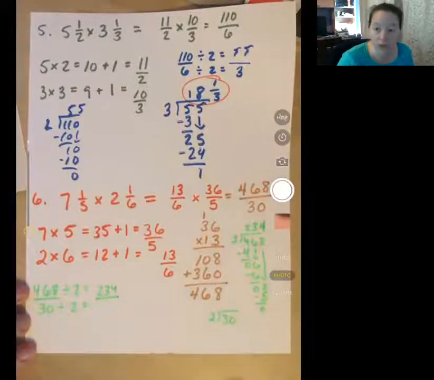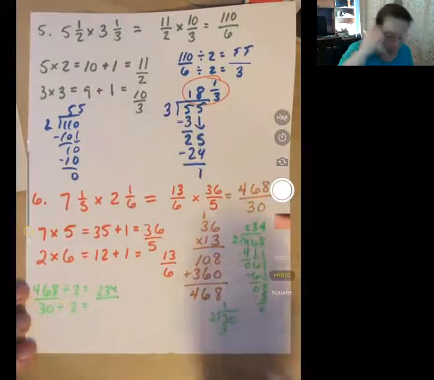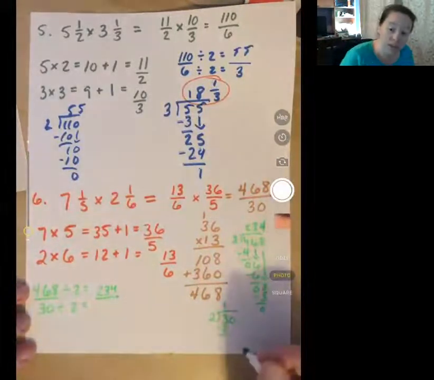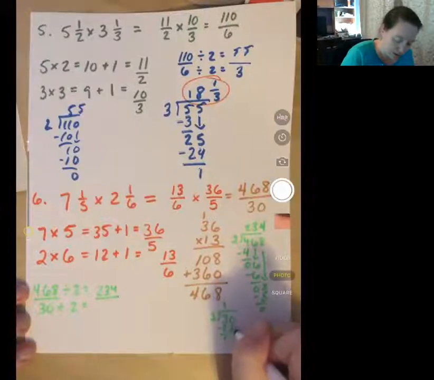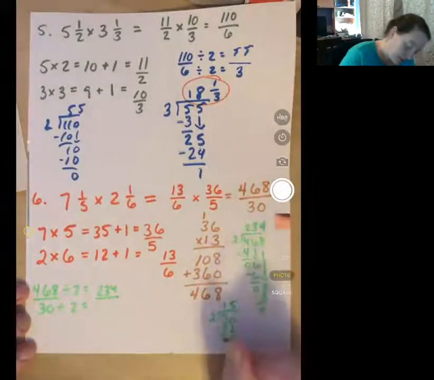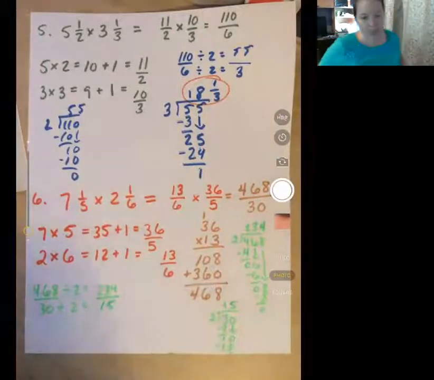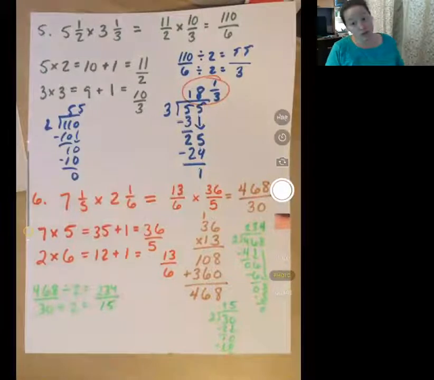2 goes into 3 1 time, because 1 times 2 is 2. 3 minus 2 is 1. Bring down the 0. 2 goes into 10 5 times. Minus 10. So that's over 15. So I now have 234 over 15.